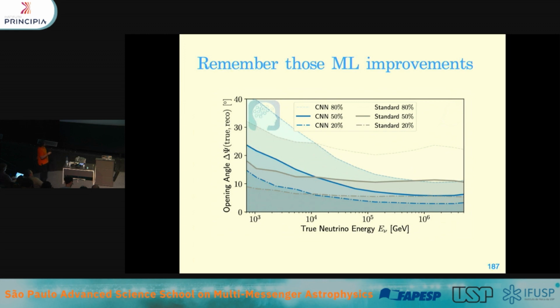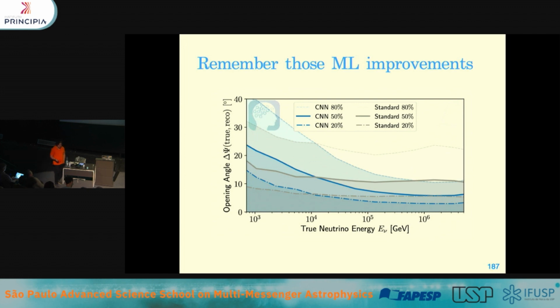And this is for cascades. And the important part is that the cascade resolution using these machine learning algorithms actually was significantly improved with respect to traditional reconstruction. And what is actually important about cascades that we can do with cascades in particular?